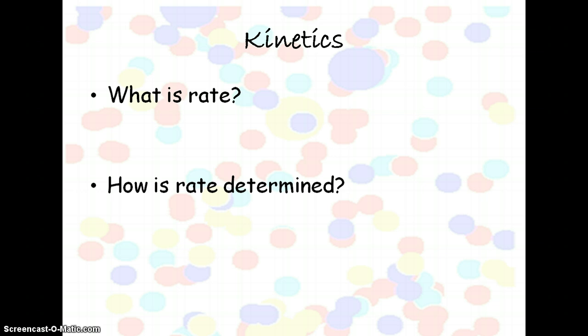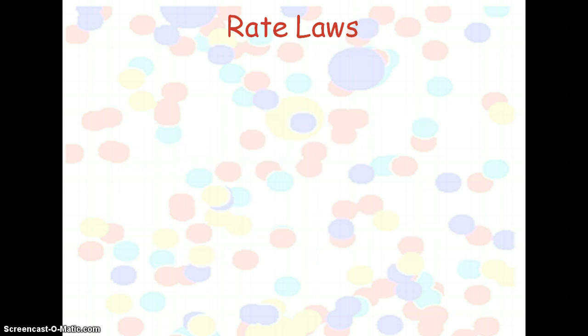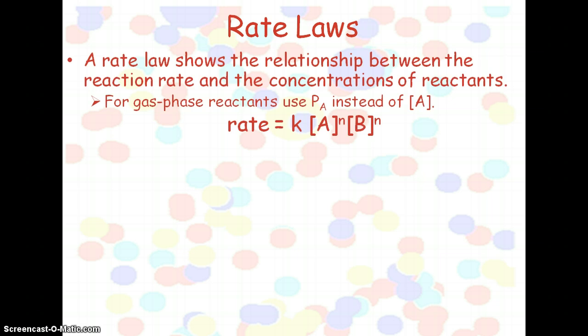And how is a rate determined? Well, we're going to have to determine that experimentally by measuring the concentration of reactants over time with varying starting amounts of reactants. Each reaction is going to have its own equation that gives its rate as a function of reactant concentrations, and this is what's called the rate law. In order to determine the rate law, we have to measure the rate of the reaction with different starting concentrations. A rate law is going to show us the relationship between the reaction rate and the concentration.